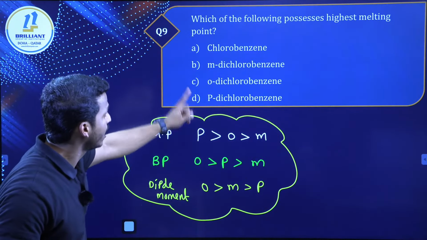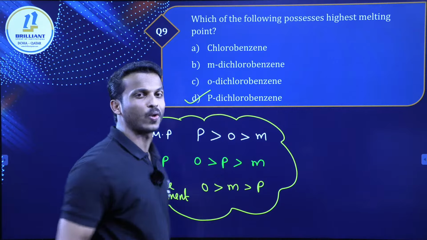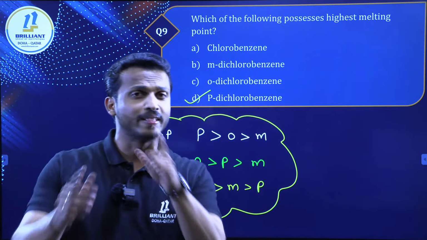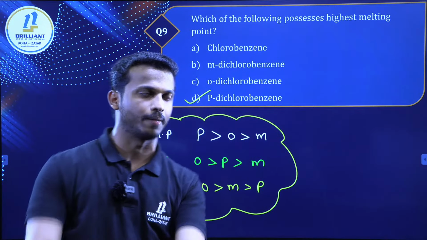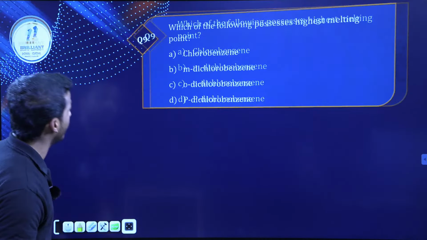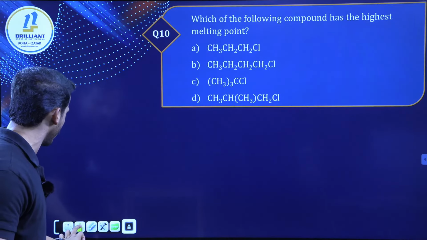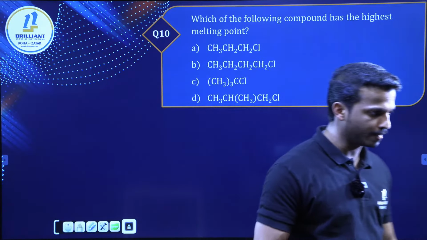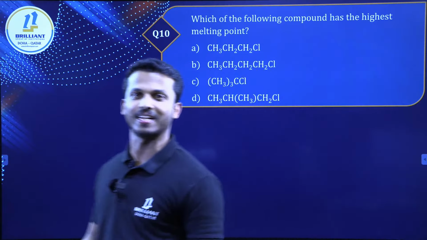So for this question, what is our answer? Paradichlorobenzene having greater melting point, that is due to the proper symmetry. There we are going for the next question. Question number 10 is for you. I hope the questions are clear. Due to symmetry, has already given the answer. Very good.